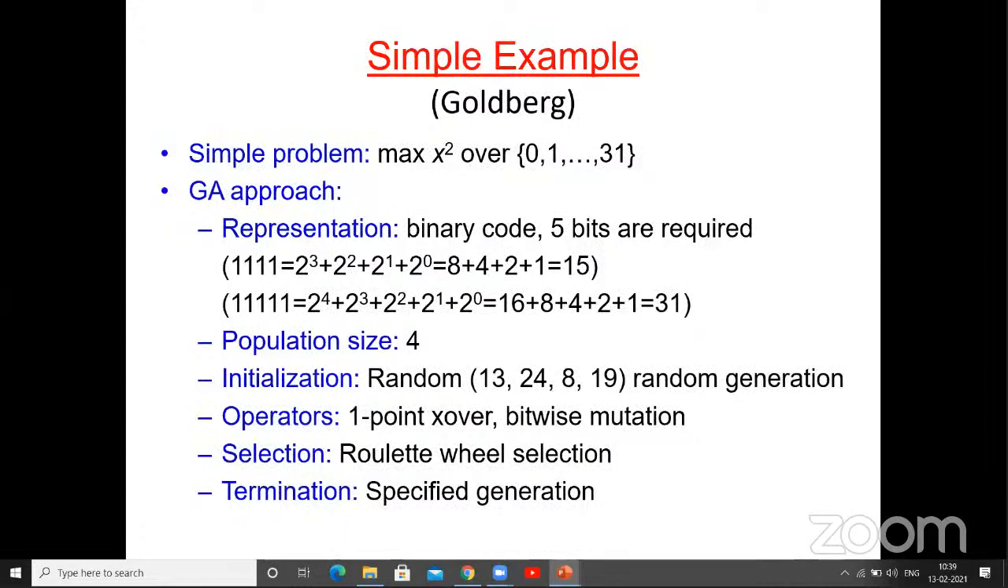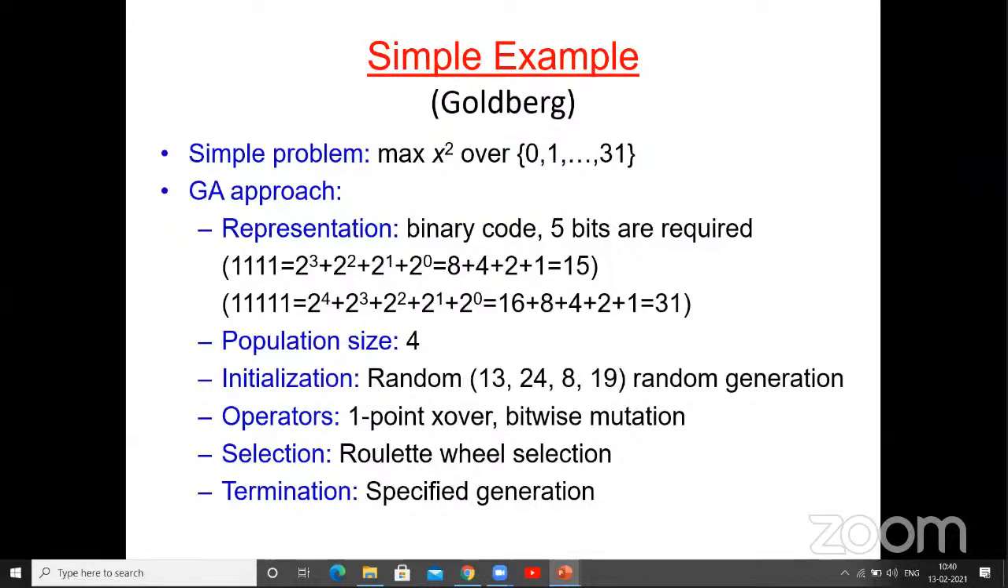Okay, we have taken again one example from Goldberg. So we have taken a simple problem: find the maximum of x square over 0 to 31. If you want to apply the GA approach, you first represent it. If you are using binary code, 5 bits are required. If you use 4 bits, you can represent up to 15 only. Because your range is 31, you have to use 5 bits. So if it is 1 1 1 1 1, then up to 31 you can represent.